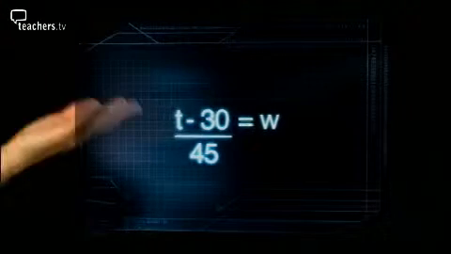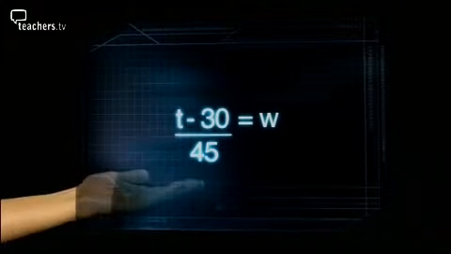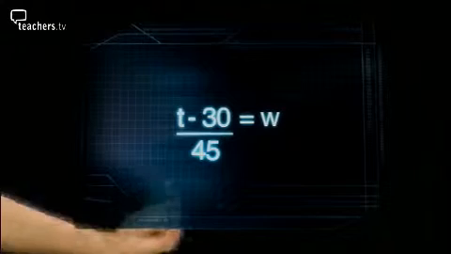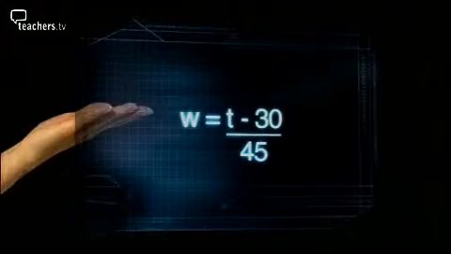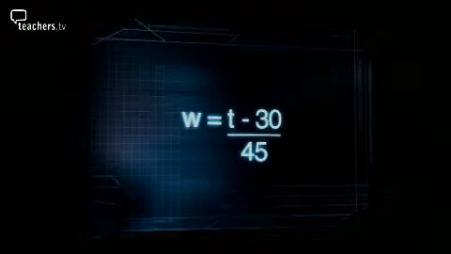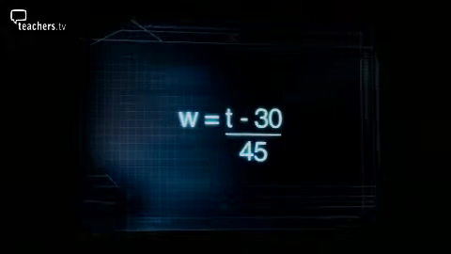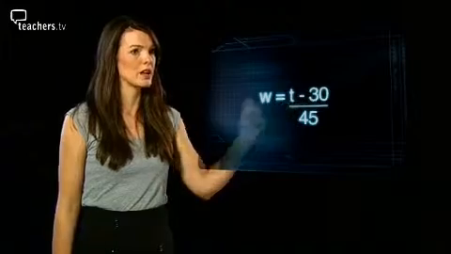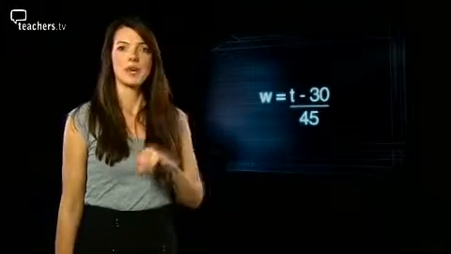And that gives us T minus 30 divided by 45 equals W, which, if we switch it round, is exactly the same as W equals T minus 30 divided by 45. So now all we've got to do is substitute in different values of T, and that will get us the weight.